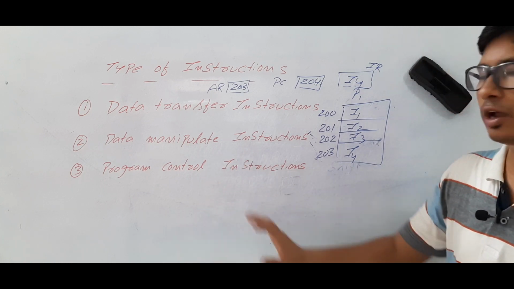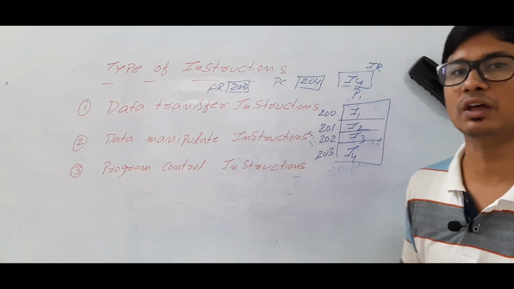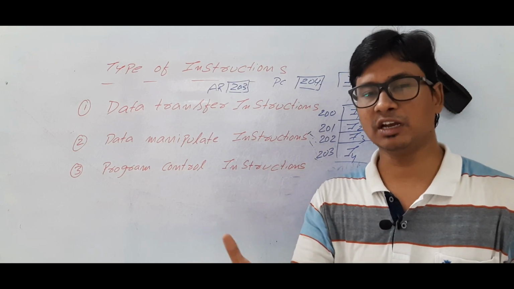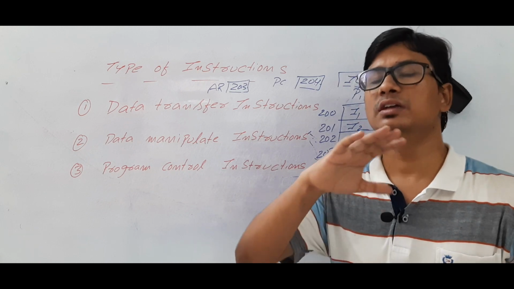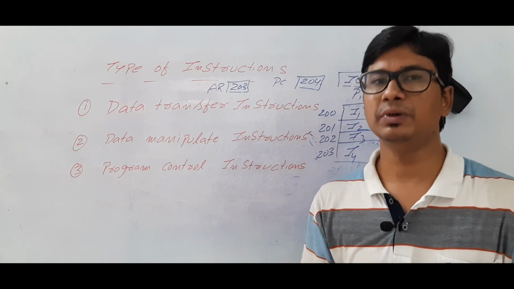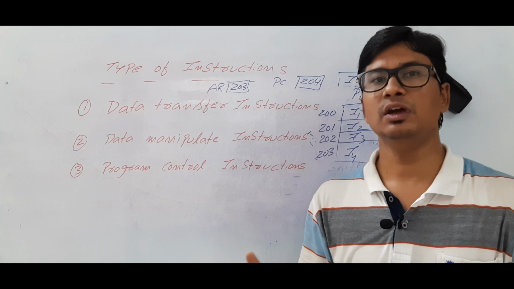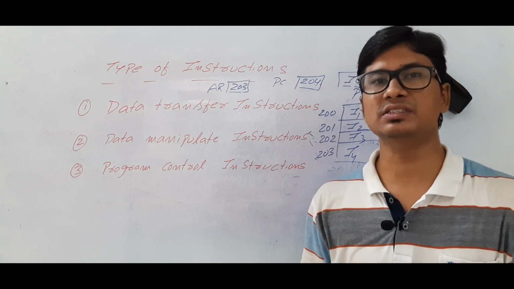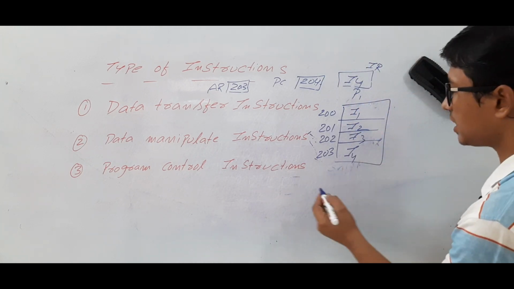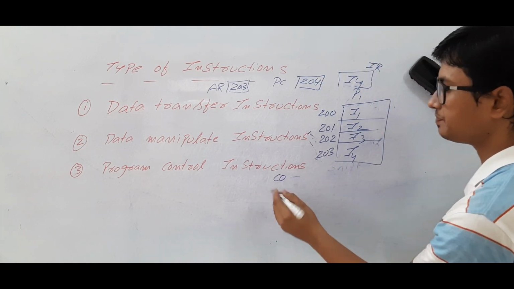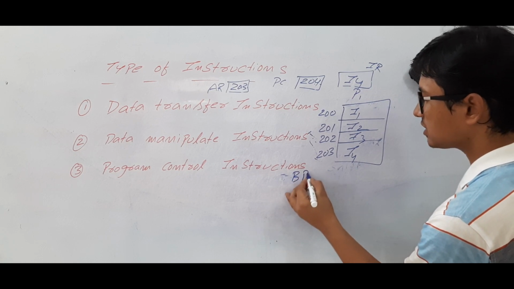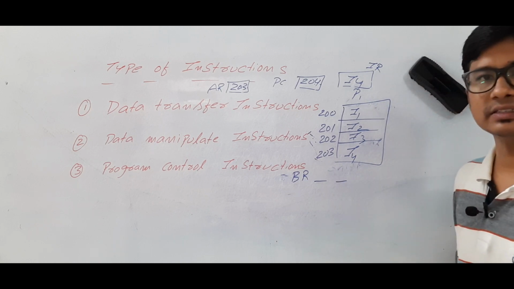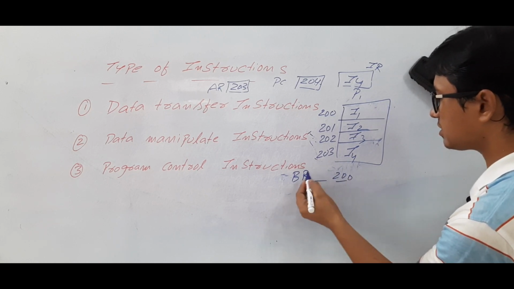If we have program control instructions, we will discuss the jump instruction and the branch instruction, like conditional branch, unconditional branch, conditional jump, unconditional jump. We also have a skip instruction, a call instruction, and a return instruction. What will happen is, suppose there is a conditional branch. There is a branch instruction on some condition and then a particular address. Let's take 200. There is some condition there.